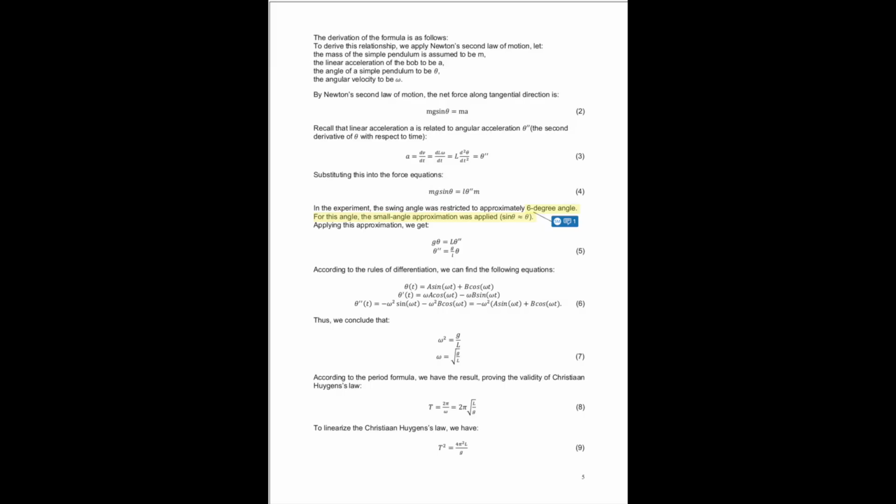Page 2. Derivation and linearization. The derivation is mathematically sound and correctly leads to the linearized relationship T squared is proportional to L. However, a key theoretical detail is missing. The small angle approximation, sin theta is approximately theta, is valid only when theta is measured in radians. This is crucial for rigor in the theory section.